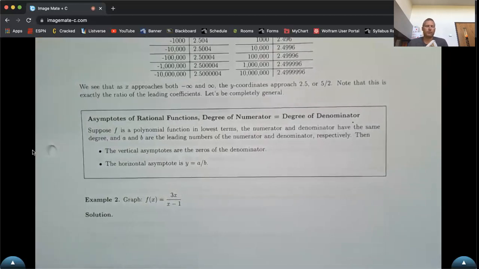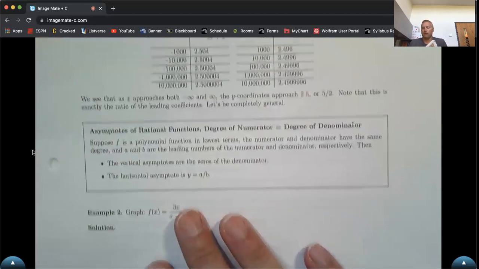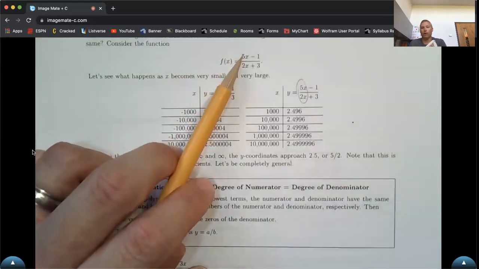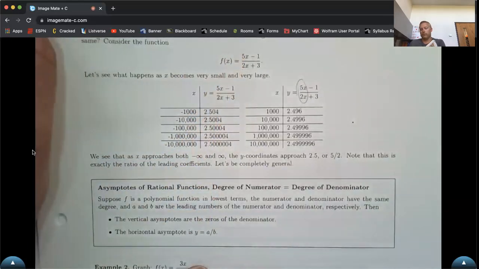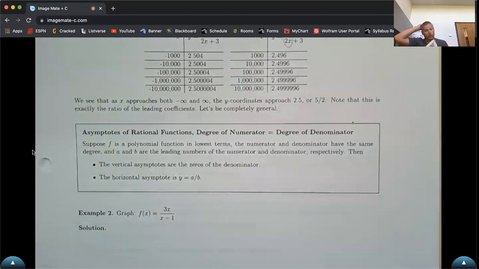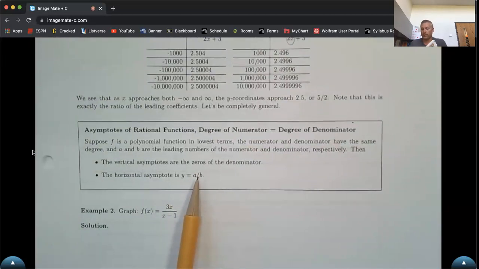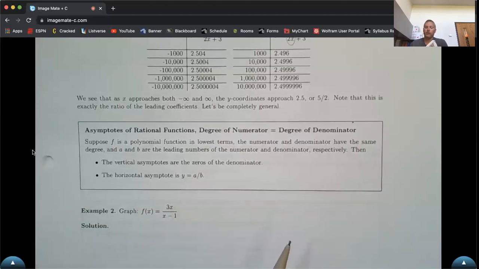Okay. So if we have some rational function where the degree of the top and bottom are the same, note that these both have degree 1, then the vertical asymptotes, assuming we're in lowest terms, are the zeros of the denominator, and the horizontal asymptote is the ratio of the leading numbers. So if A is the front number on top, and B is the front number on bottom, then the horizontal asymptote is A over B.